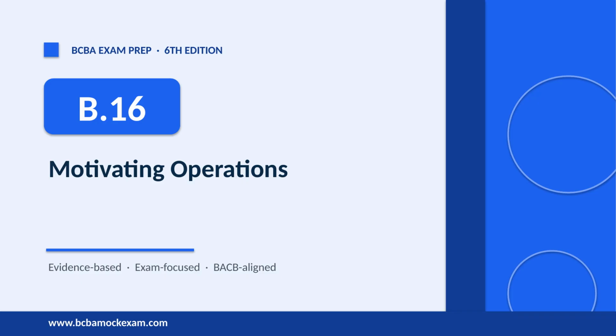We'll cover the three types, UMO, CMO, and SMO, and explore how MOs alter both the value of consequences and the frequency of behavior. You'll learn the key distinctions between unconditioned and conditioned MOs, plus the three CMO subtypes, reflexive, transitive, and surrogate. Finally, we'll clarify the critical difference between an MO and a discriminative stimulus, a concept that frequently appears on the exam. Mastering these distinctions will help you design more effective interventions and answer scenario-based questions with confidence.